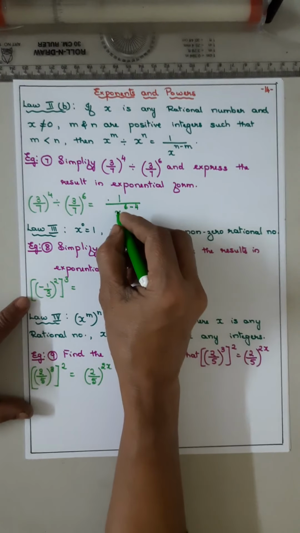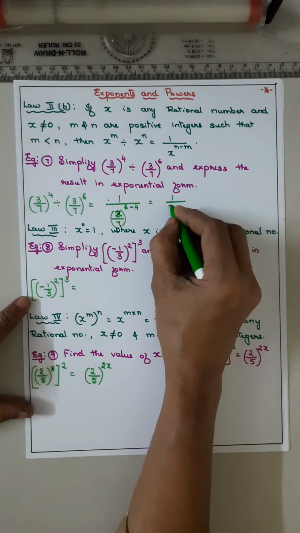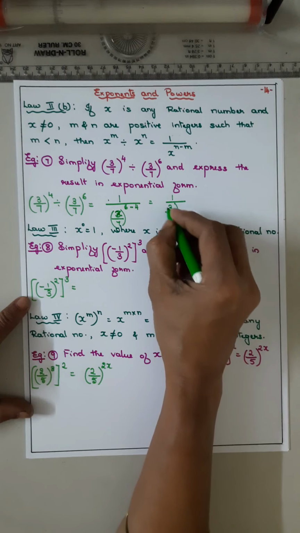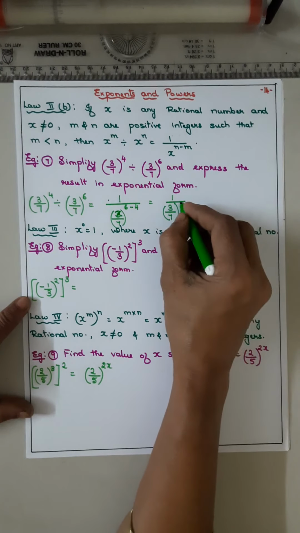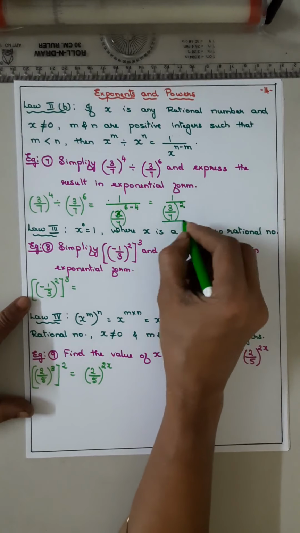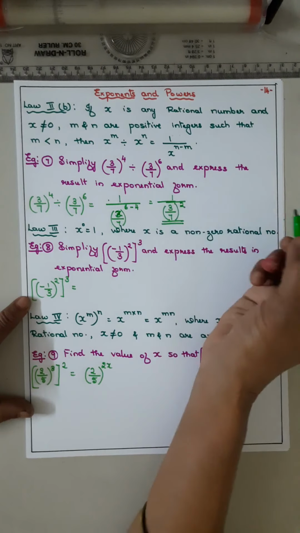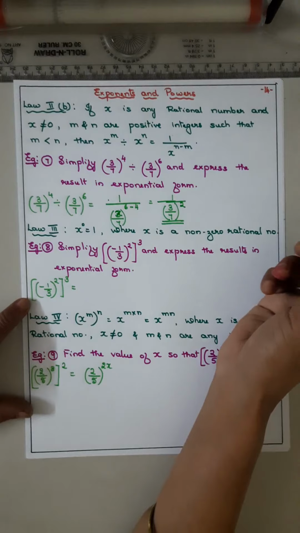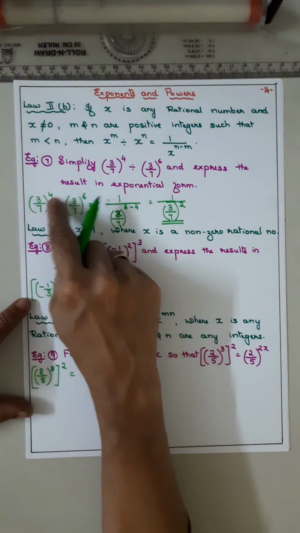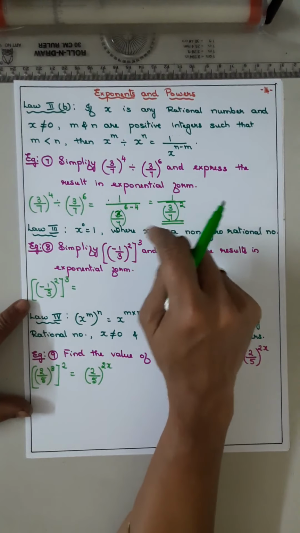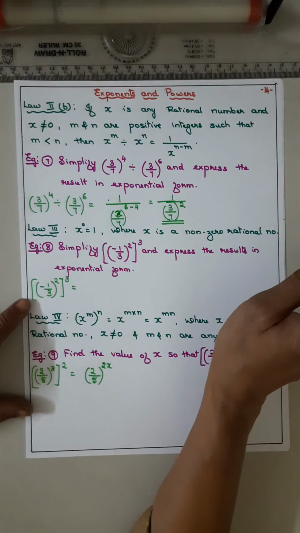Sorry, what should we put in place of x? 3 by 7. Now 1 upon (3/7), what came? 6 minus 4 is 2. Okay. So when the first power is less than the second, you have to put it in the denominator.